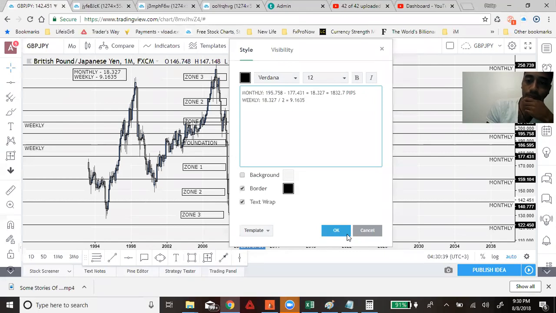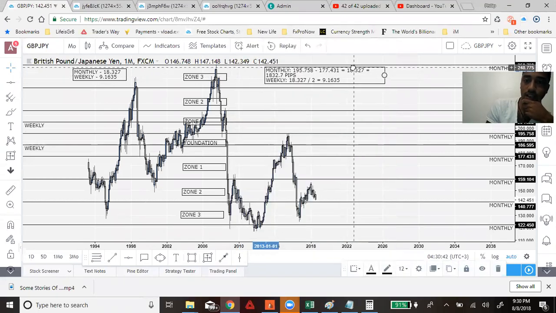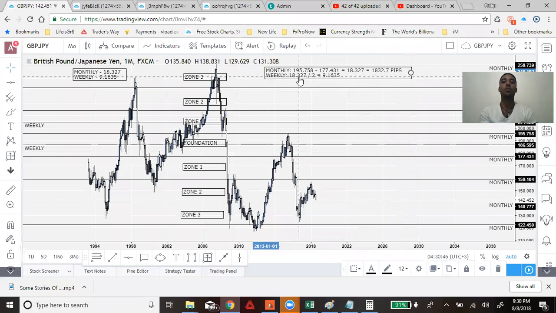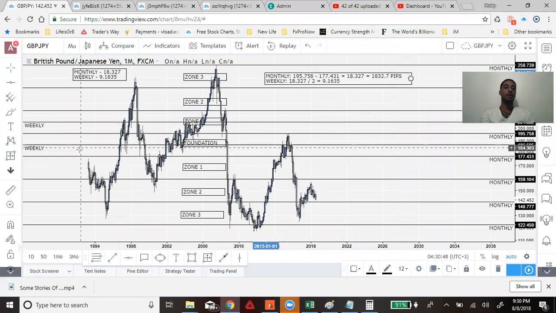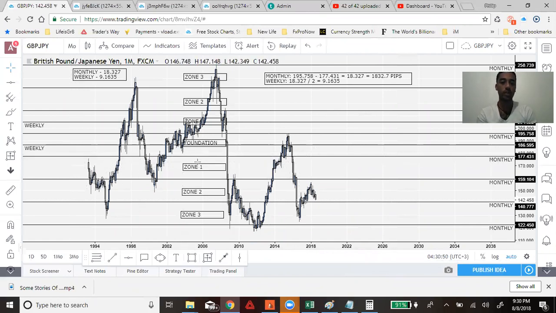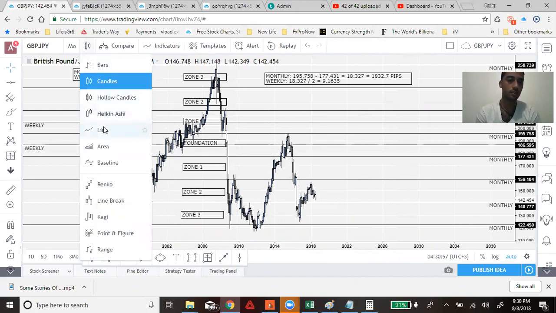Came up to that number, right? So that's how I came up with that. Very, very simple, right? And the reason why I placed my weekly right in the middle, just to throw it in there in the beginning, is because I know that, and let's put back the line chart.